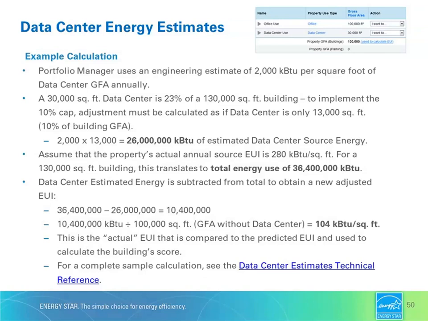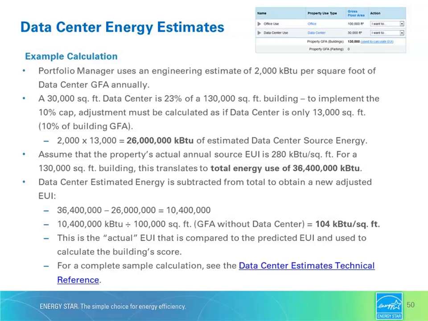Now to get the adjusted source EUI for the building, we divide that total of 10.4 million kBTU by the square footage of the actual non-data center space in the building, which in this case is 100,000 square feet. So that gives us an adjusted EUI of 104 kBTU per square foot after the estimates do the work of excluding the data center. So this 104, this is the EUI that is used in the score calculation. So that's what is compared to the predicted EUI for an equivalent building, excluding the data center. So in this case, just a 100,000 square foot office building. And the results of that comparison will yield a score.